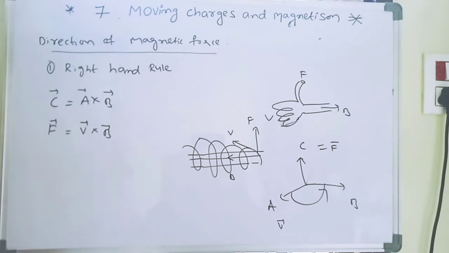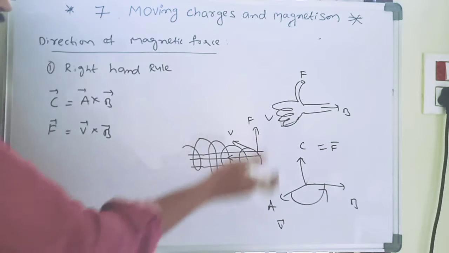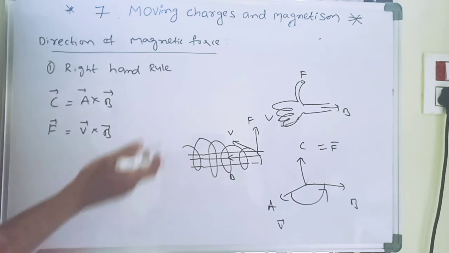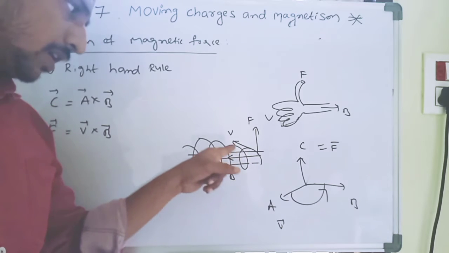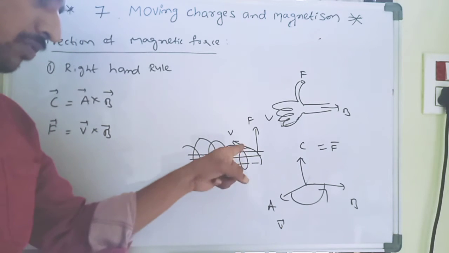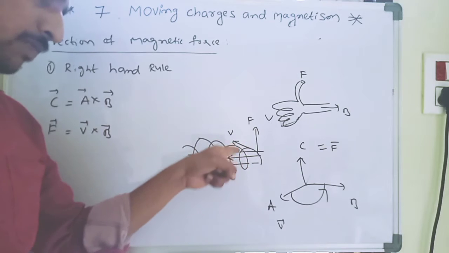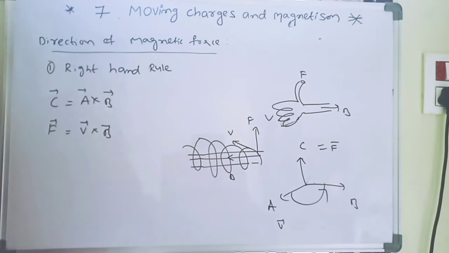So this is the direction of magnetic force. Here remember one point. What is the particle motion? The charged particle motion is a helical path. It is possible only in a helical path.